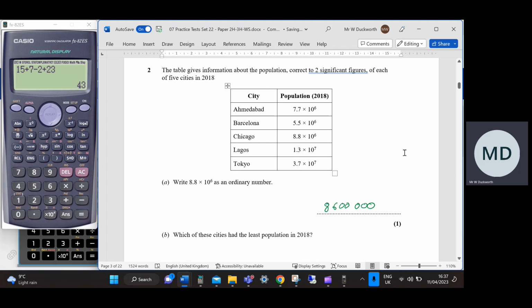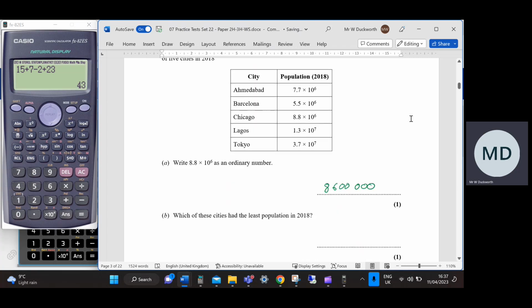Which of these cities have the least population? I need to look, really, it is the power of 10 that tells you the size of the numbers. So these are all to the power 6, these are to the power 7. So it's got to be one of these 3, and then it's whichever has the smaller number. So I'm looking at Barcelona for that.